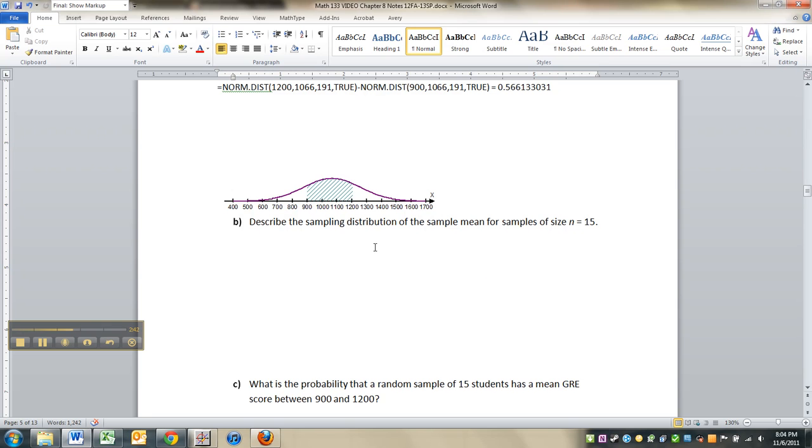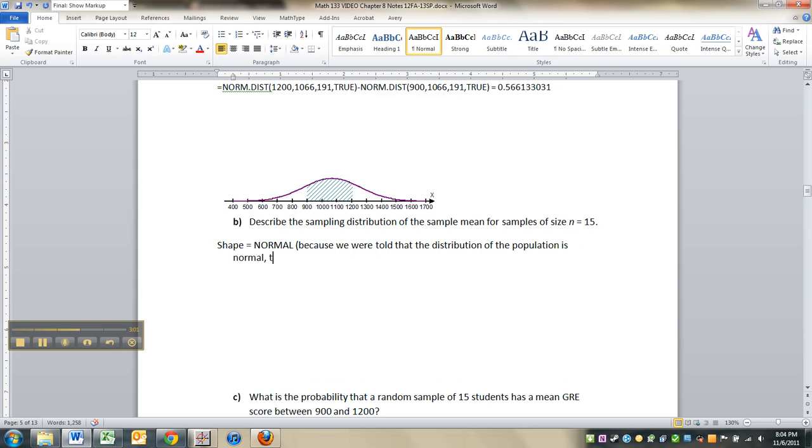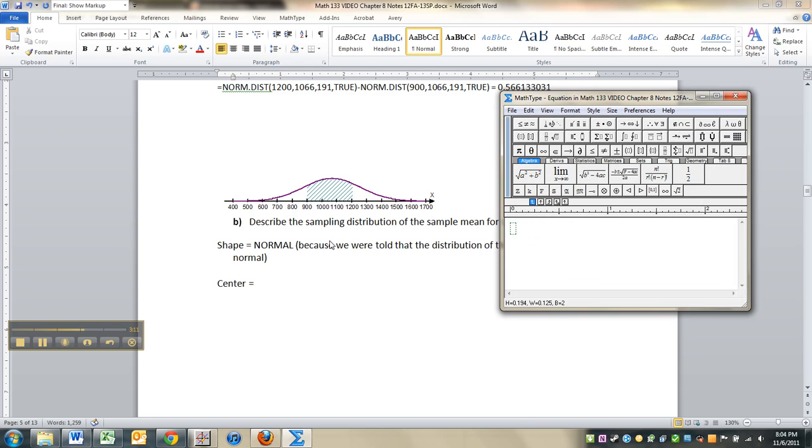All right, now what if we look at a random sample of size n equals 15? Well, we know the shape equals normal because we were told that the distribution of the population is normal. If the population is normal, then the sampling distribution of sample means is also normal regardless of the size of n. The center is the mean of x bars, which is equal to 1066.